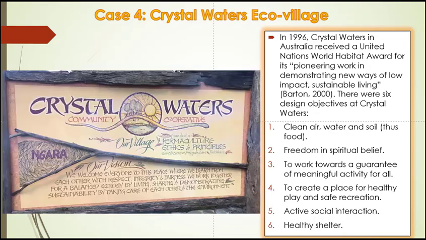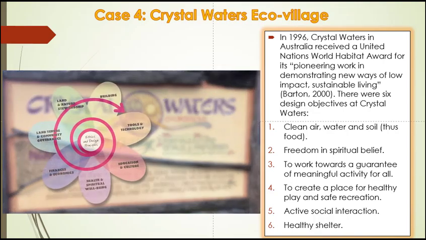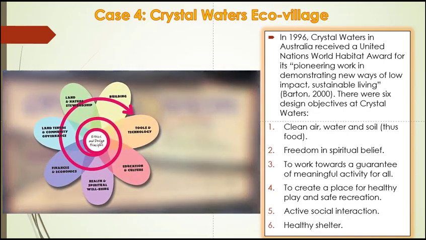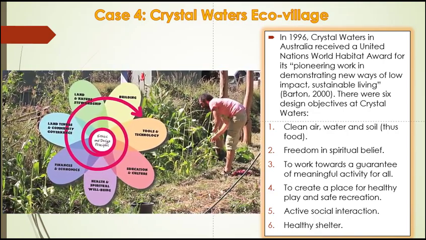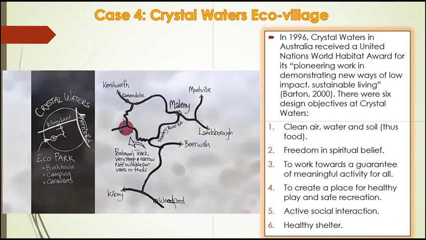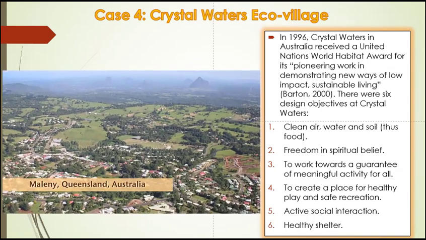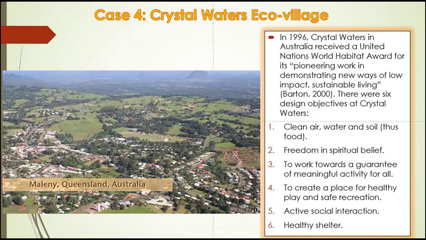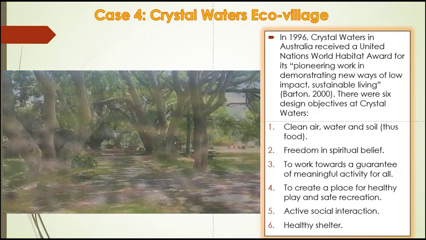Crystal Waters' design shows careful consideration for the environment, social needs, and the economy. Food is grown on site, and most residents maintain home gardens and orchards. The village has occupation zoning, which creates business zones within the residential areas.